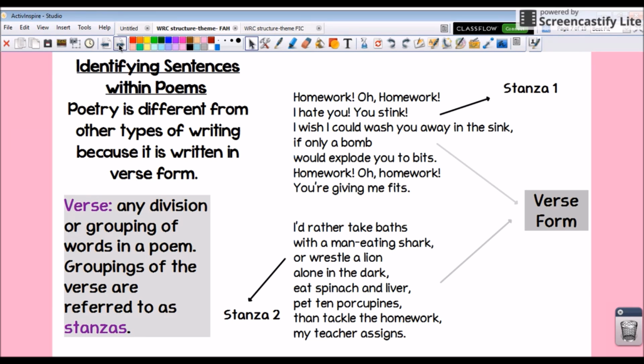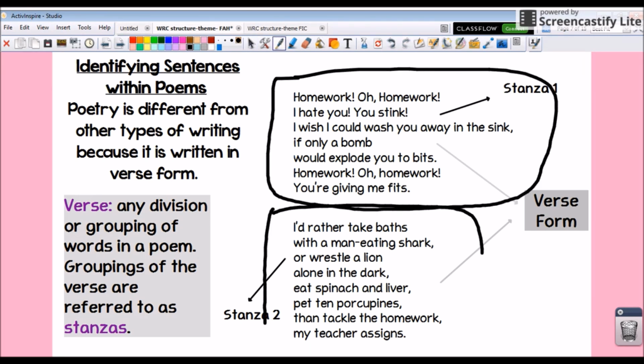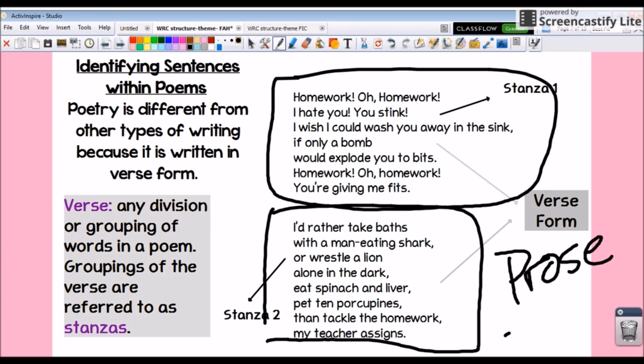All right, so you can see from this poem, and it's not the whole poem, I just took the first two stanzas, but you can see that this group right here is stanza number 1, and this group right here is stanza number 2. So once again, this is known as verse form. It's verse form because it's basically the opposite of prose. Prose is everything that's not poetry.